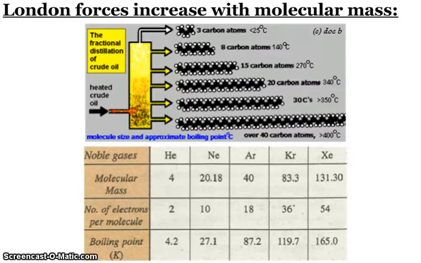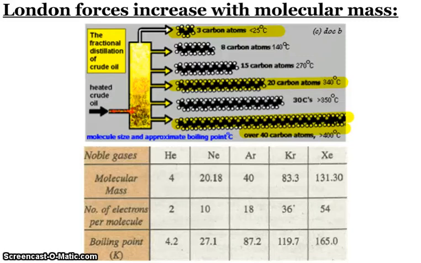So here you see the fractional distillation of crude oil. These smaller compounds, like 3 carbon chains, have a boiling point of 25 degrees Celsius or so. A larger carbon chain, like a 20 carbon chain, 340 degrees Celsius. Over 40 carbons, we're looking at over 400 degrees. So you can see the larger the molecule, the greater the London dispersion forces, holding those molecules closer together. So it's going to take more energy to break those IMFs and allow those molecules to vaporize.